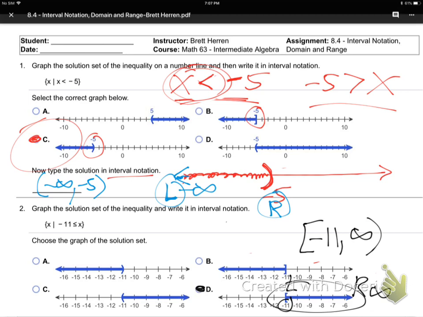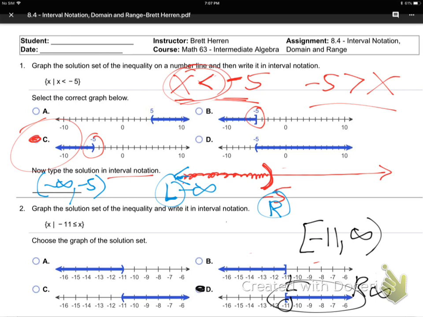Yeah, it's because it's infinity, and we always put parentheses. It's either bracket or parentheses. You never put a bracket next to infinity, because you can never be straight on. Bracket means you're straight on. That's why it's got the straight edge to it. You're right on the number. You can never be right on infinity.